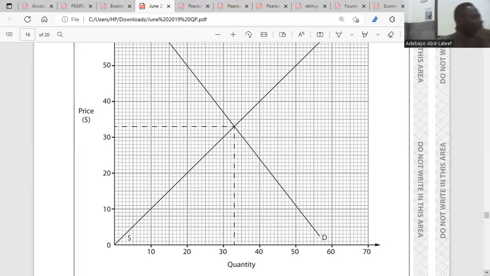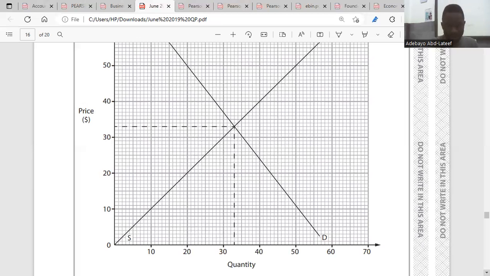Can you find it, please? Listen, where the demand and the supply curve meet is the equilibrium point. The demand and supply curve met at what? At 33. Yes or no? Great. So our equilibrium quantity is 33. The equilibrium price is 33. Any price above the equilibrium price will lead to excess supply. Any price below the equilibrium price will lead to excess demand.